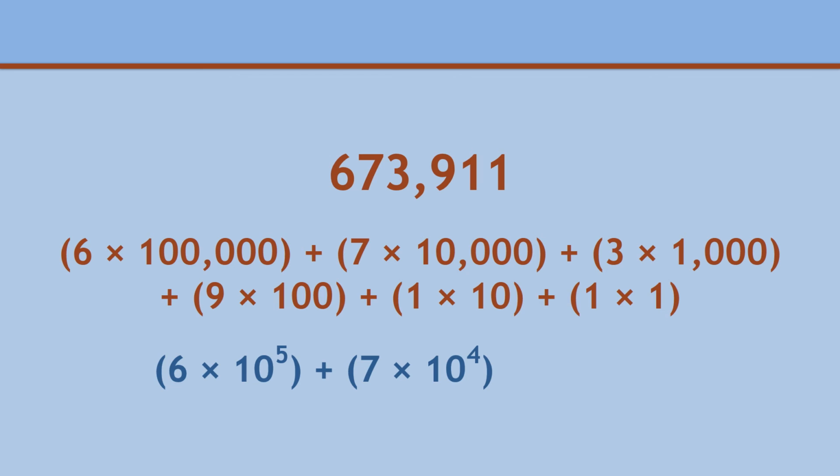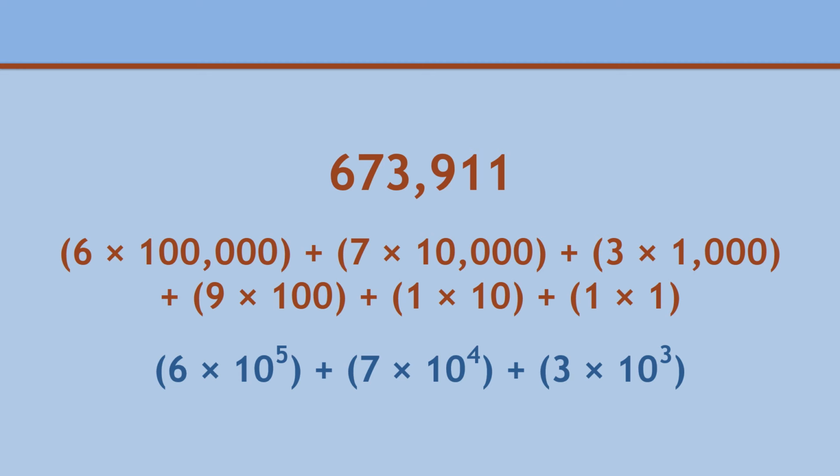Why don't you do 3 times 1,000? What would that look like if you wrote it in expanded form using exponents? Okay, good job. So hopefully you have it written as 3 times 10 to the 3rd power because there are 3 zeros in 1,000.